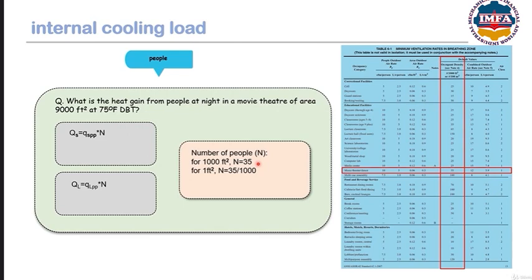So we calculate for 1 square foot the number of people, which is 35 by 1000. And for 9000 square feet, because the theater we are calculating for has an area of 9000 square feet, we use the value of 9000 square feet. Number of people is calculated as 315. So now we have the value of number of people as 315.